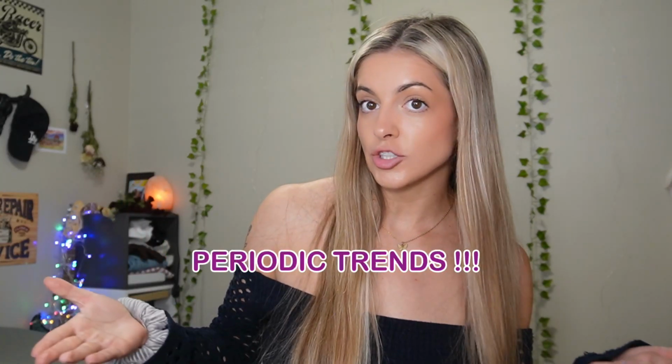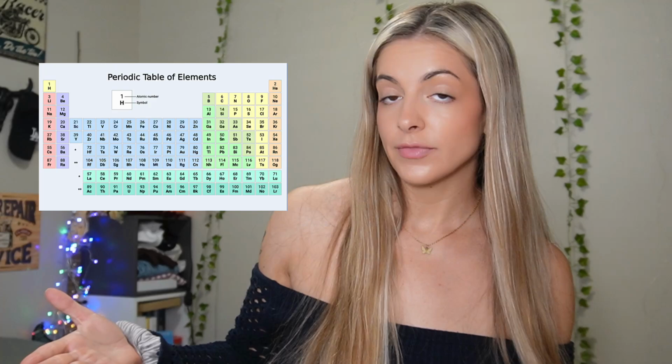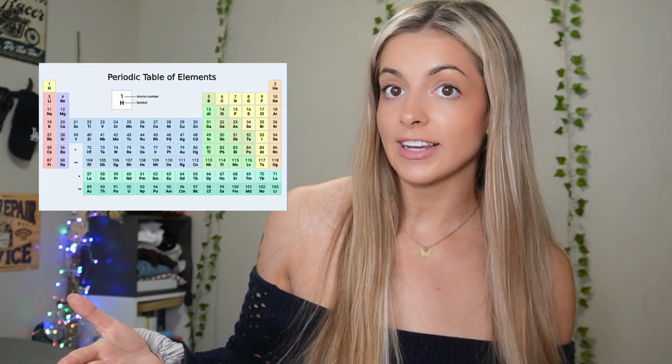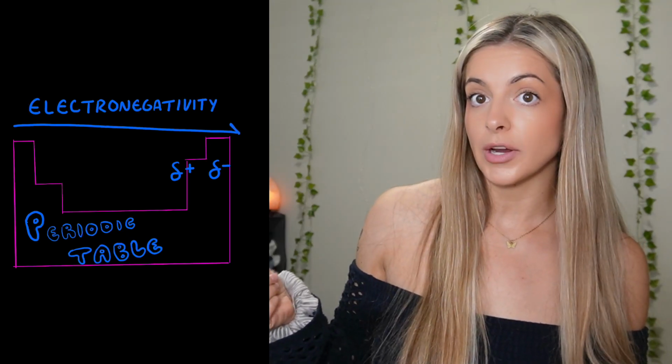So let's get into chapter 1. We will be talking about periodic trends. Consider a periodic table. The first periodic trend we are going to be discussing is electronegativity. Electronegativity increases from left to right across a periodic table.